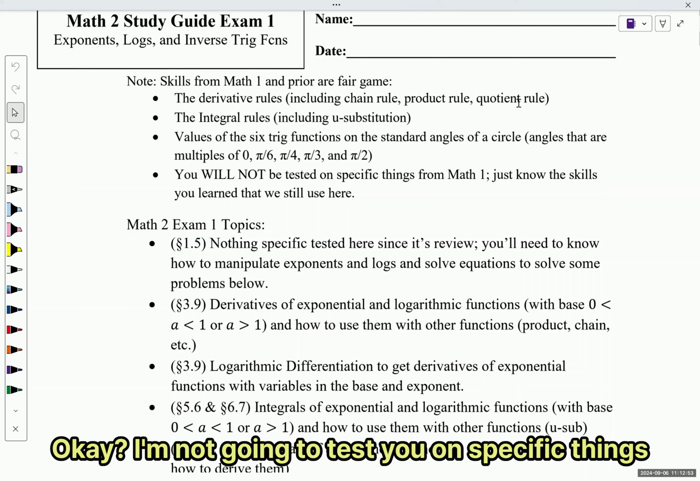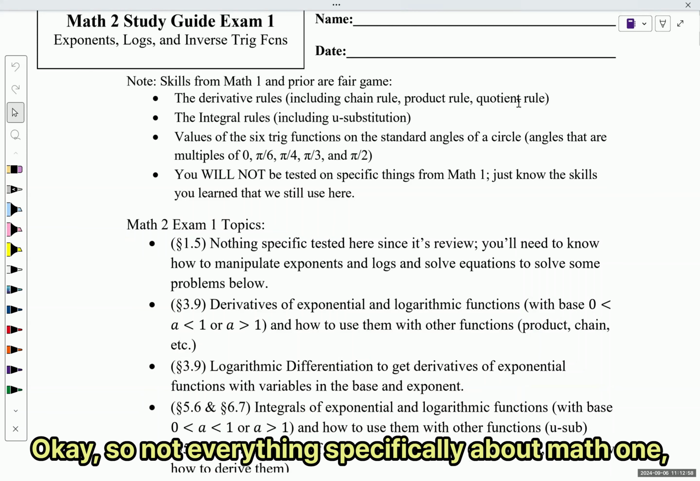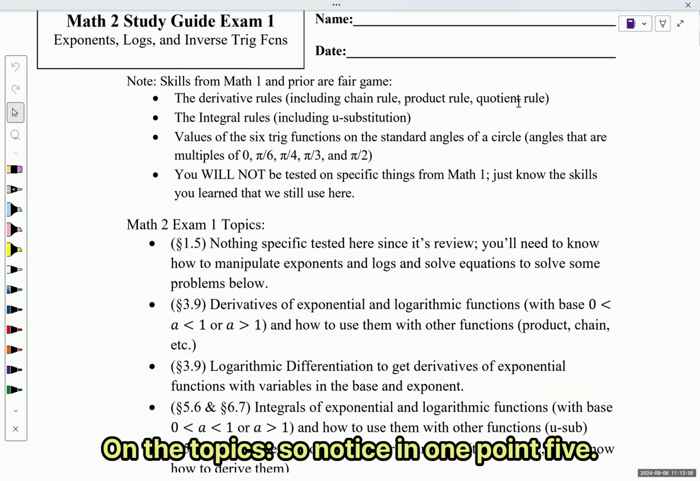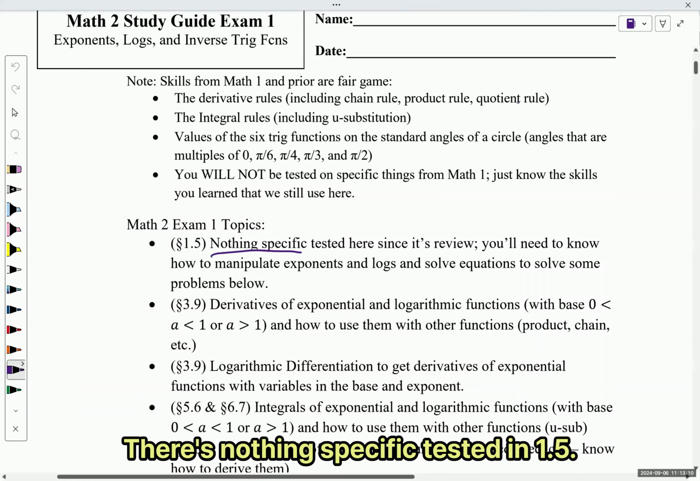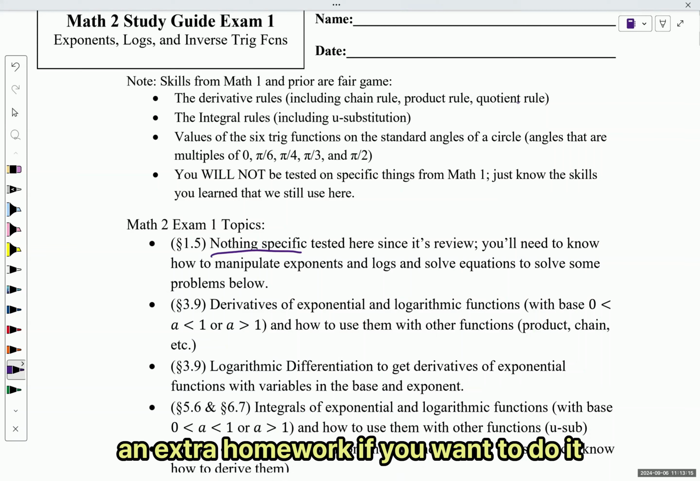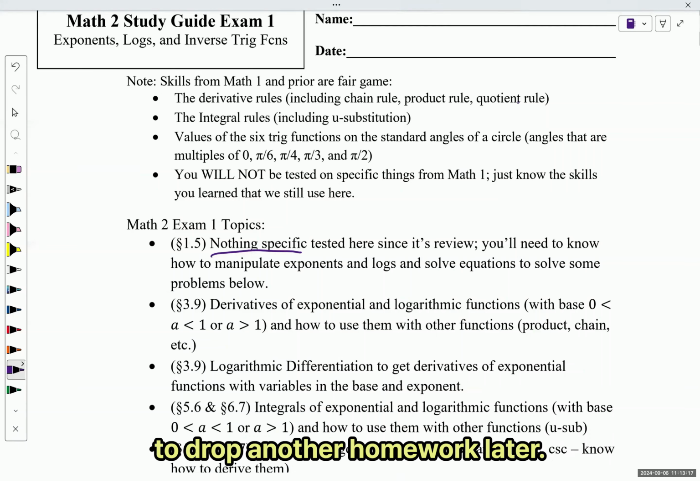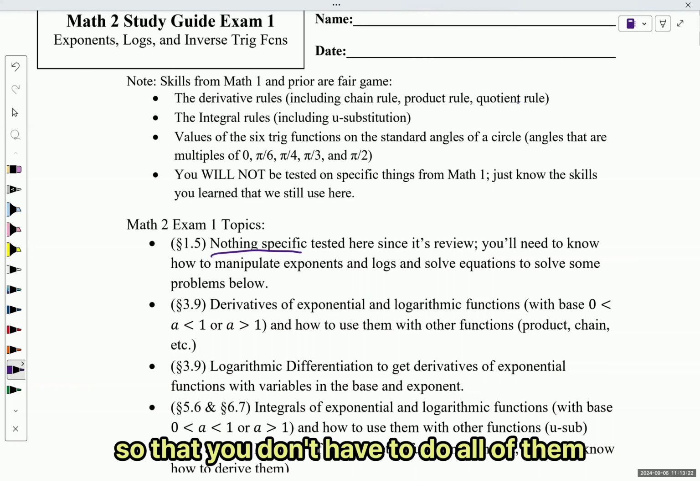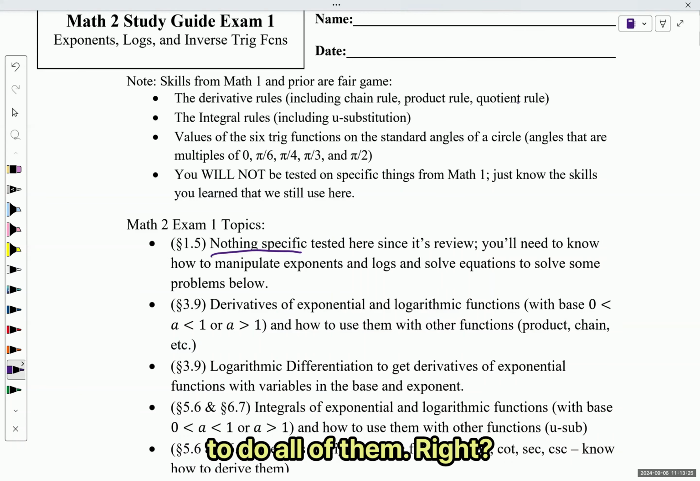Okay. I'm not going to test you on specific things from Math 1. You just have to know the skills. Okay. So not everything specifically about Math 1, but you do need to know all the rules. Okay. On the topics, notice in 1.5, there's nothing specific tested in 1.5. 1.5 is going to be like an extra homework if you want to do it, to drop another homework later, right? I'm going to drop some of your homework assignments so that you don't have to do all of them because life gets in the way and you're not going to have time to do all of them, right? 1.5 can be one that gets dropped if you don't want to do it.